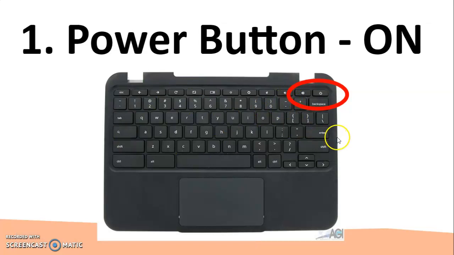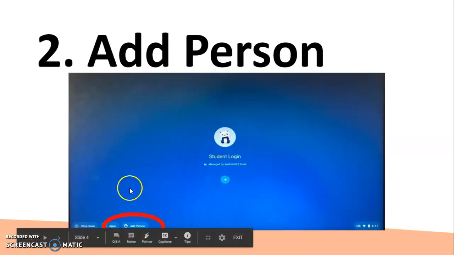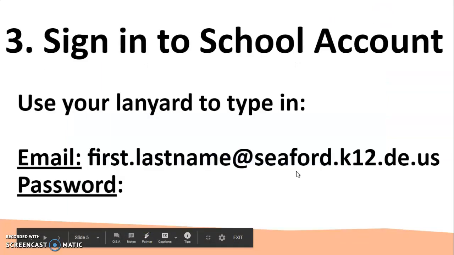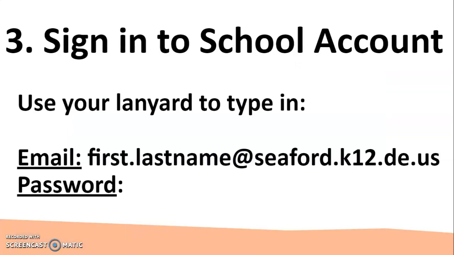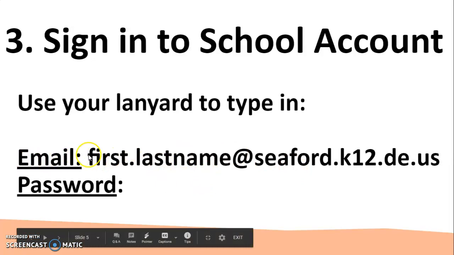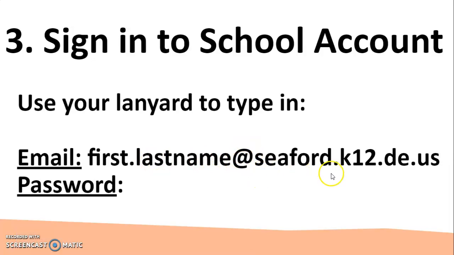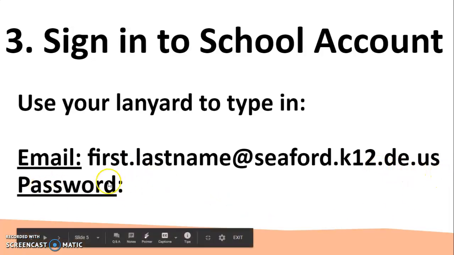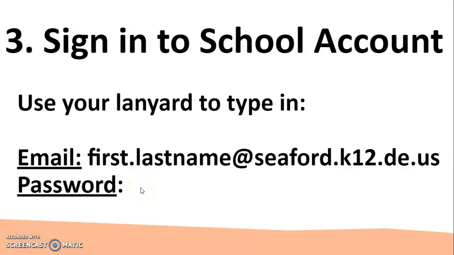Alright, so first of all, you want to power on your Chromebook. Then you want to do Add Person on the blue login screen. Alright, so press Add Person. Now with the lanyard that you should have for that Add Person, your email is going to be your first dot your last name at cferd.k12.de.us, and then type in your password. Remember to do the first letter capital. Alright, so all of this information should be on your lanyard.